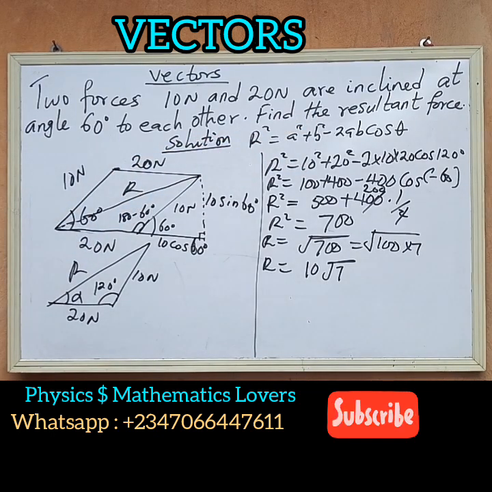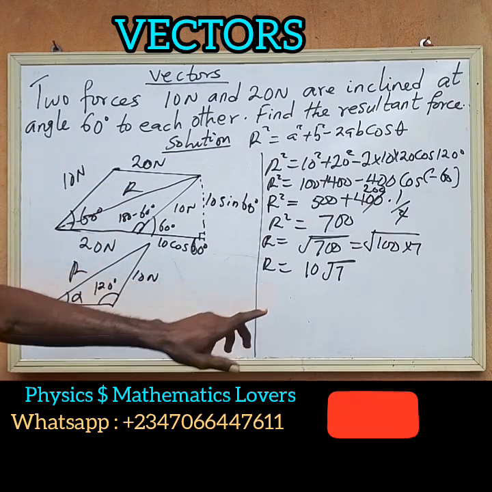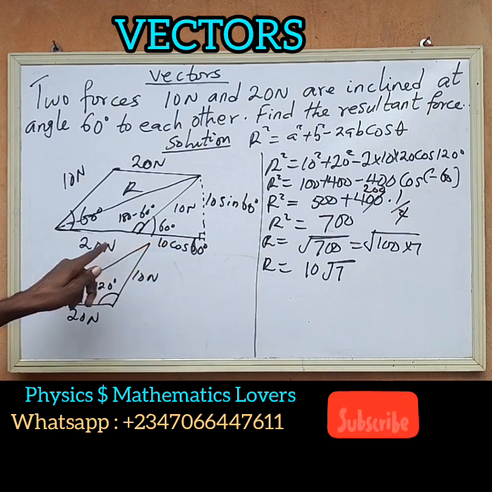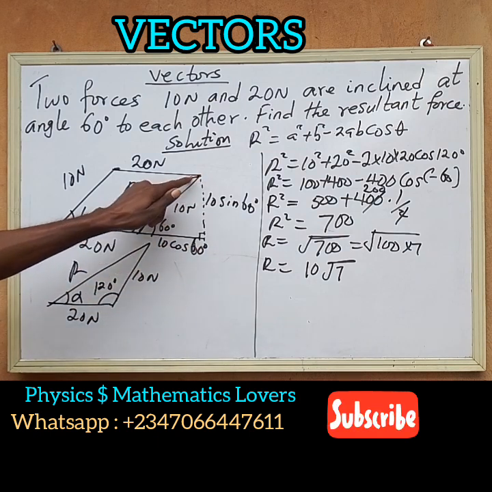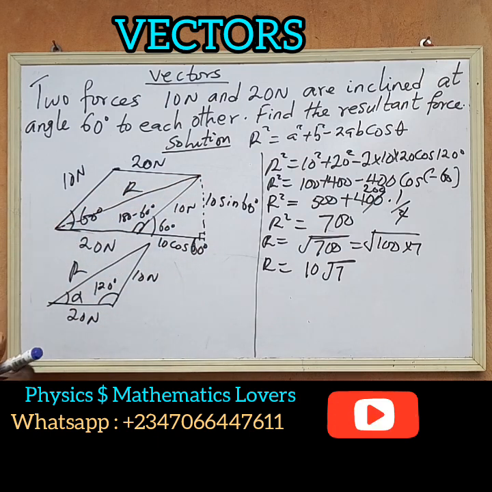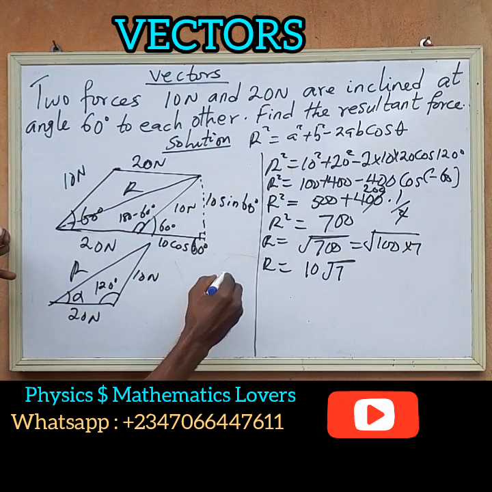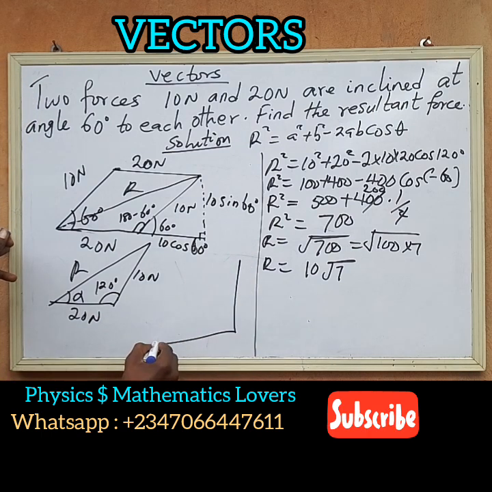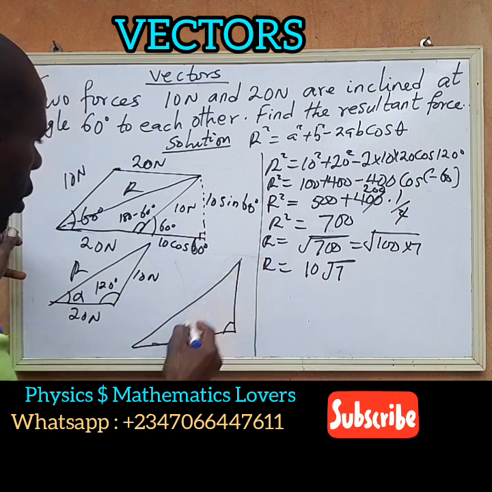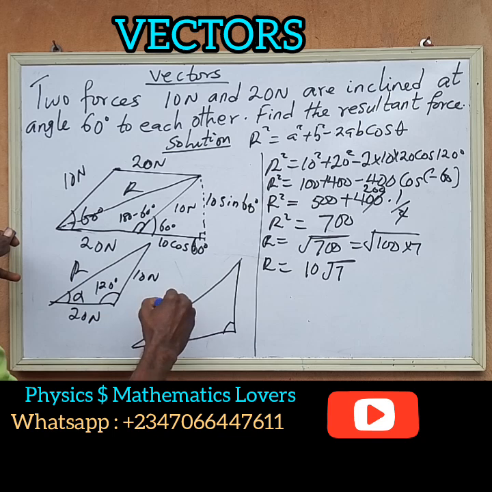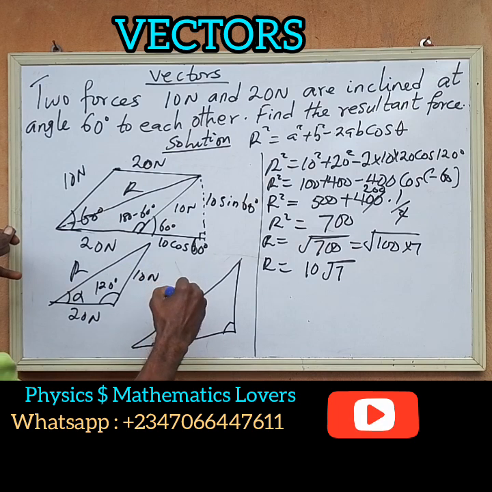Alright, so let's use this opportunity to illustrate the direction. If you want to calculate the direction of this resultant, from here to here, we now have a very large triangle. If you decide to trace this triangle like this, it will now become a right-angled triangle like this. Now your resultant that we just calculated is 10 root 7.